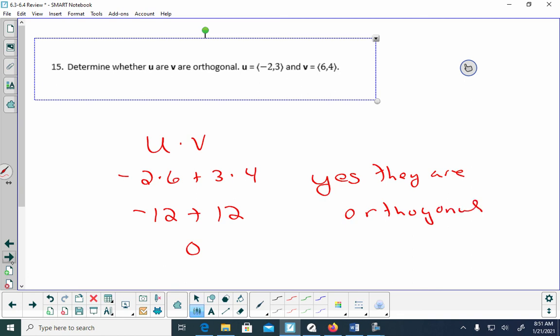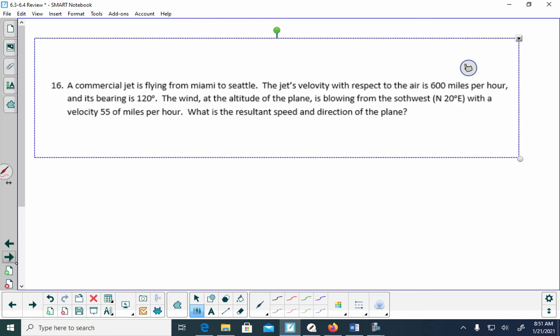Okay, number 16. One of our favorite problems is a plane problem. A jet is flying from Miami to Seattle. Oh, bad math. Those should be capitalized. So sorry for that, English teachers. The jet's velocity with respect to air is 600 miles per hour, and it has a bearing of 120. So I'm going to draw that 600 miles per hour and a bearing of 120.